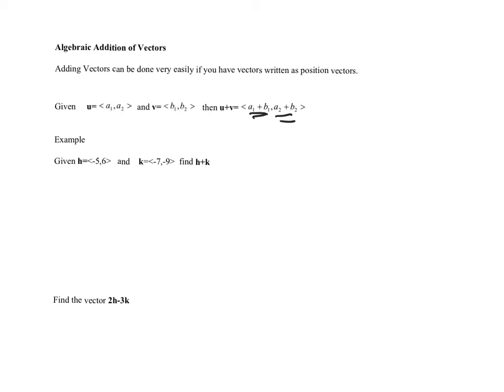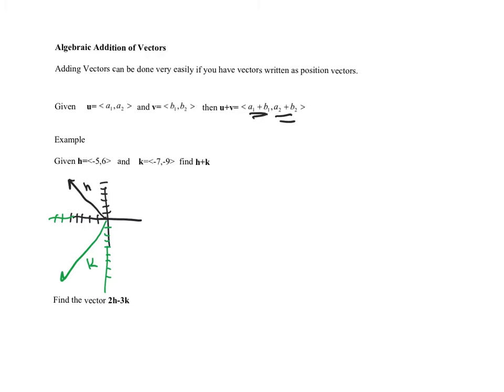So for example, if I have vector h, which is negative 5, 6, let's go ahead and draw this just so we get an idea what it looks like. Negative 5, positive 6 would be a vector pointing this direction. So this is vector h. And vector k is negative 7, negative 9. So that's way down here. So that points down here.